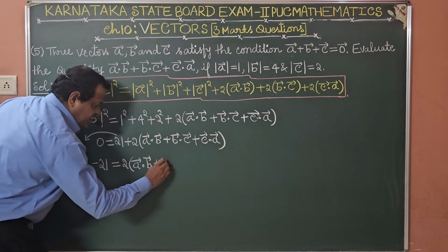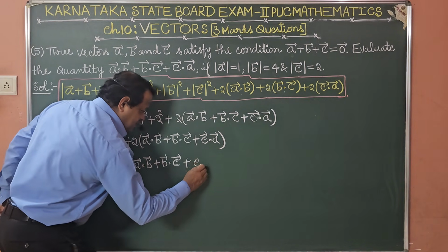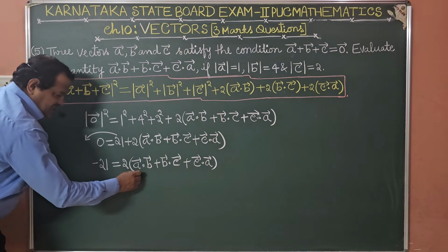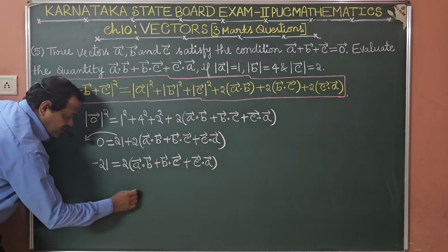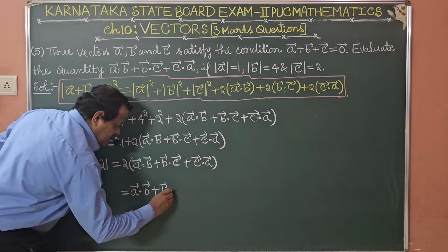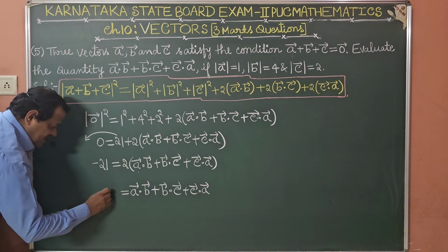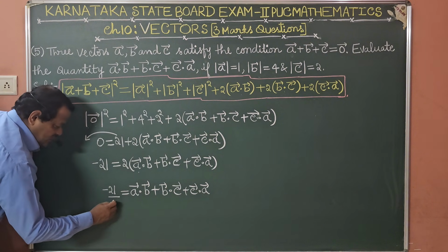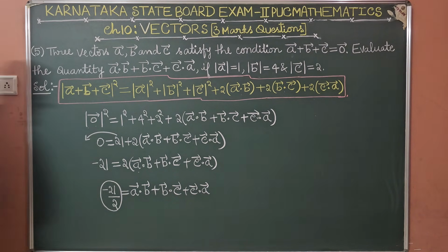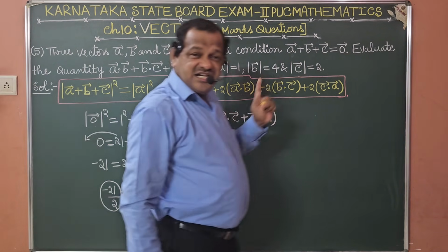Required quantity is A vector dot B vector plus B vector dot C vector plus C vector dot A vector. My last line is this, which I will keep here itself as it is, and this is minus 21. This 2 too I will take to the denominator. So the required answer is minus 21 by 2. So such a simple solution. Watch the video carefully and understand.